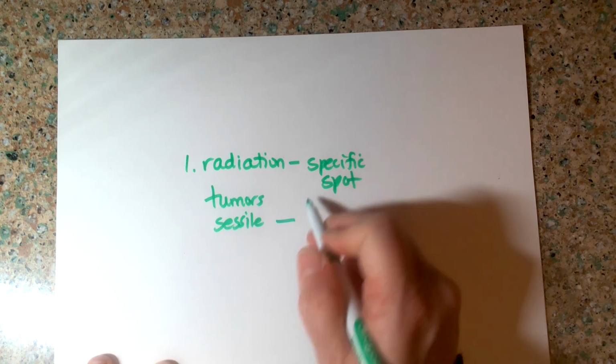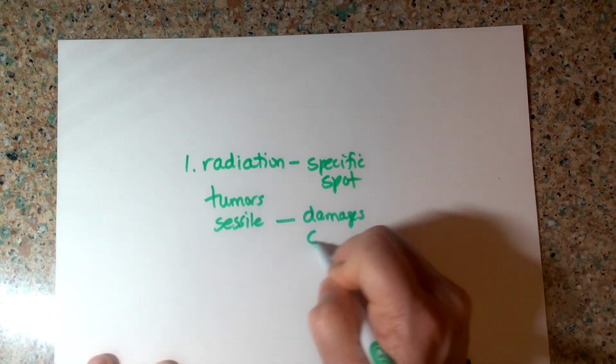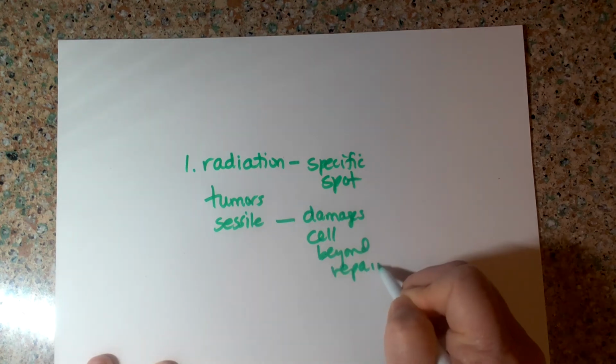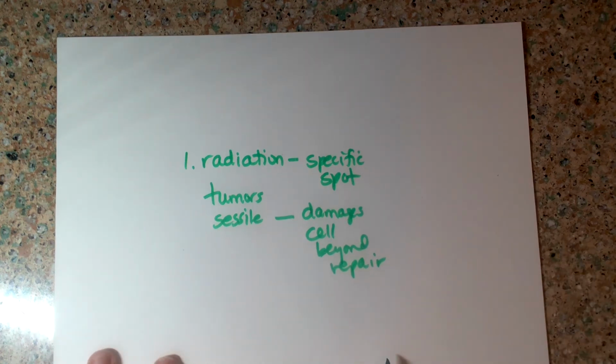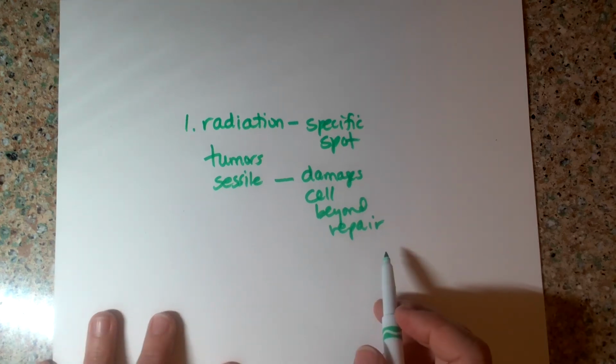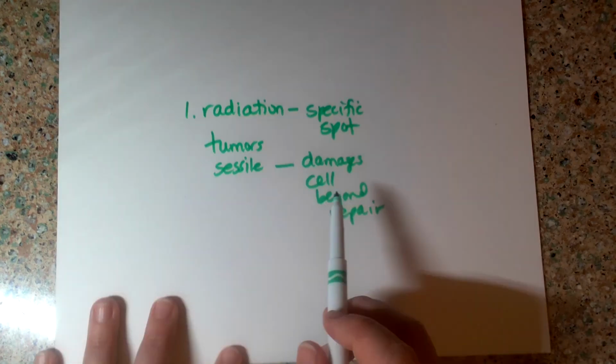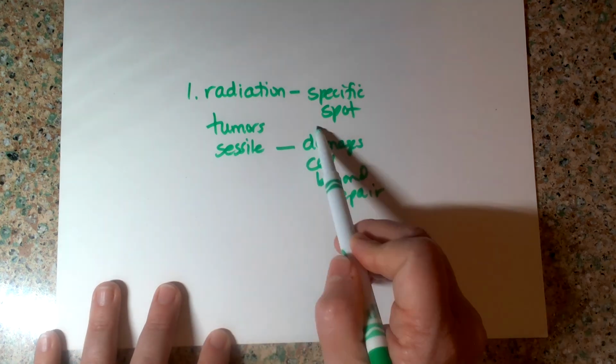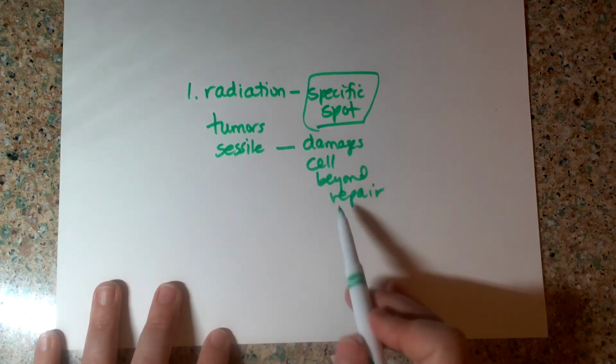It damages the cell beyond repair. Basically we're just zapping it, trying to kill it, and then you want to try and remove it. This is tough on your body because we're trying to be very specific, but you can't be. You're going to kill some of the good tissue around it too.